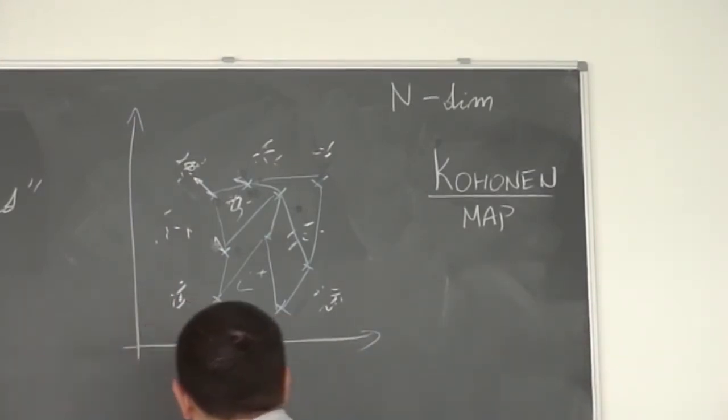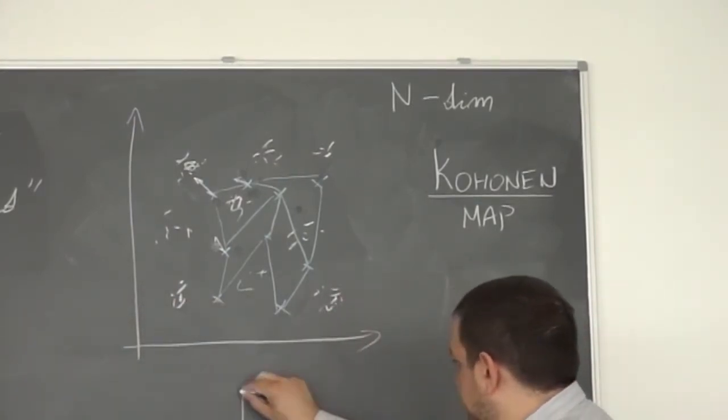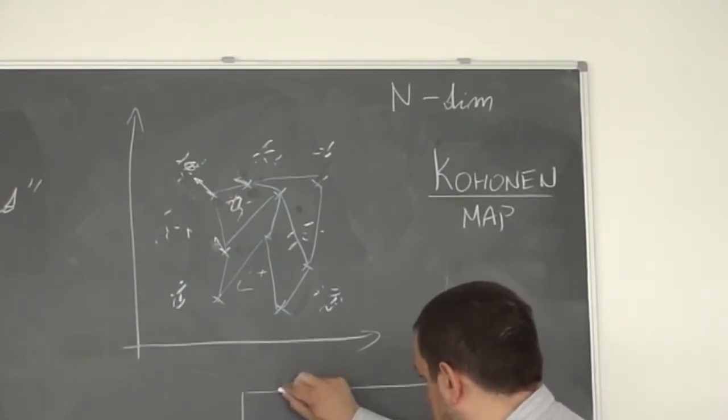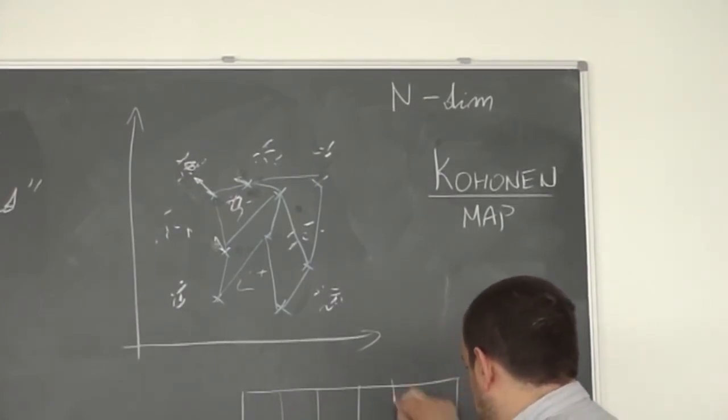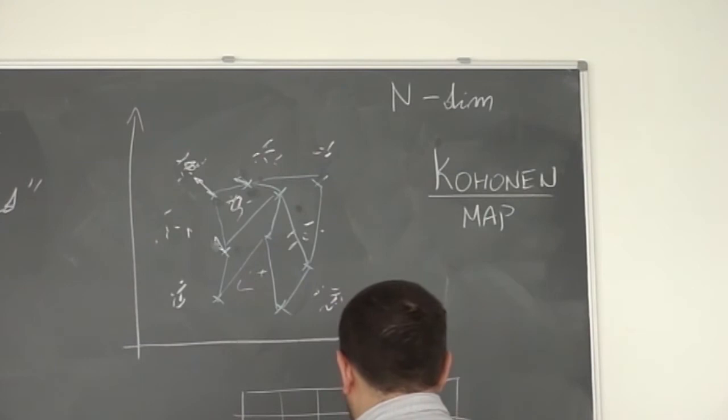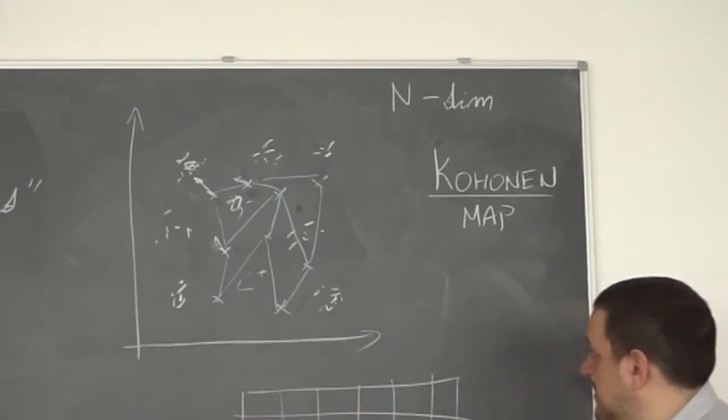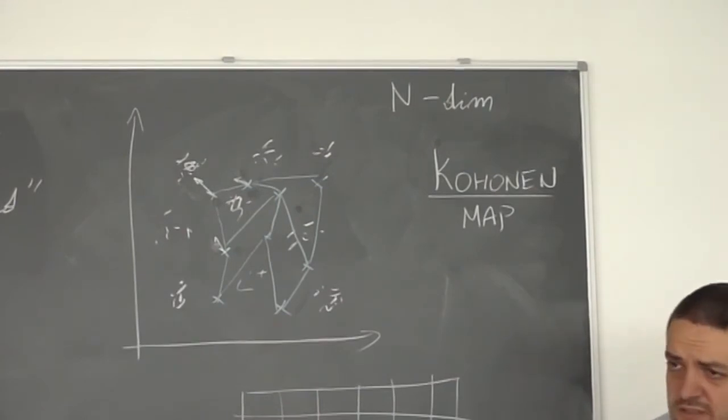So now, for example, one thing that we usually do with self-organizing maps is this.